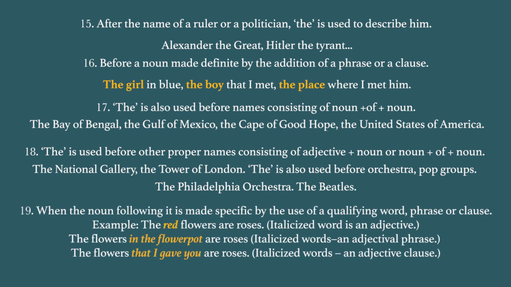The is also used before orchestras and pop groups: the Philadelphia Orchestra, the Beatles. 19. When the noun following it is made specific by the use of a qualifying word, phrase or clause. Example: the red flowers are roses. The italicized word is an adjective. The flowers in the flower park are roses. Here the italicized words are an adjective phrase. The flowers that I gave you are roses. The italicized words are an adjective clause.